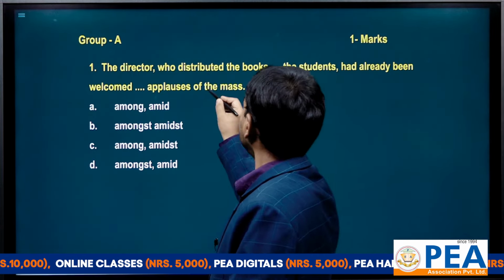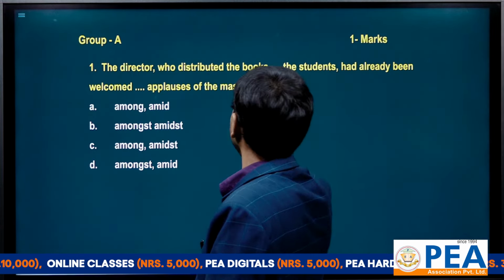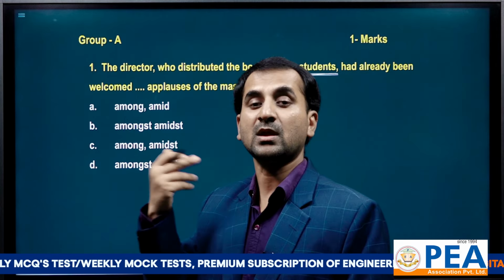Now we see here students. I am just telling you some of the plural nouns, like students, people, public, audience, mass, police. As I have already told you, students are always considered to be more than 2 in number. So for more than 2 in number we have among and amongst. Now which one to use, among or amongst?